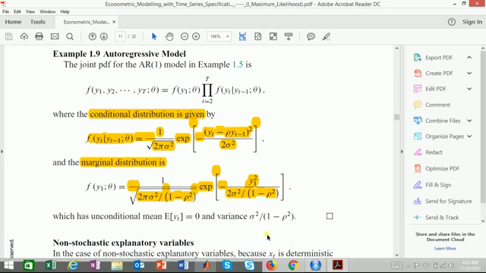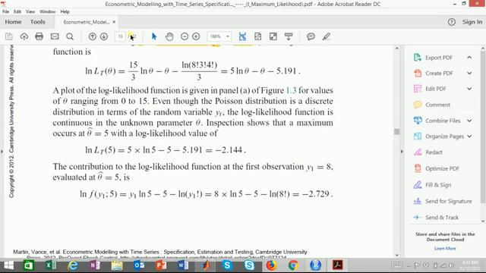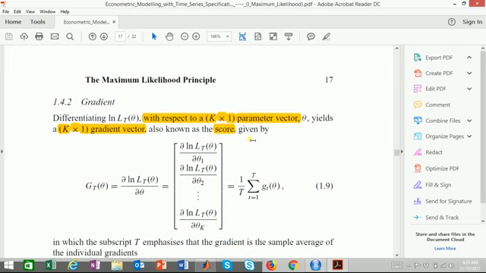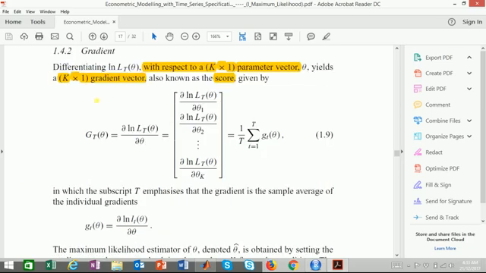page 17. Just have a quick look through the gradient. So first difference of the gradient of the log likelihood, with parameter l_t(theta), with respect to a k by 1 parameter vector. If the parameter vector theta is k by 1, it will yield a k by 1 gradient vector, which is also known as the score. So taking the first difference of the log likelihood function l_t(theta), basically the maximum likelihood estimate, we simply have a k by 1 gradient vector.